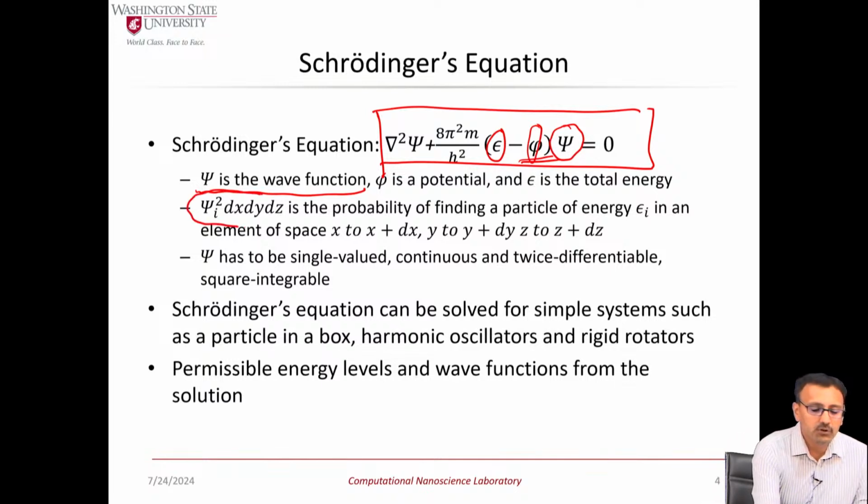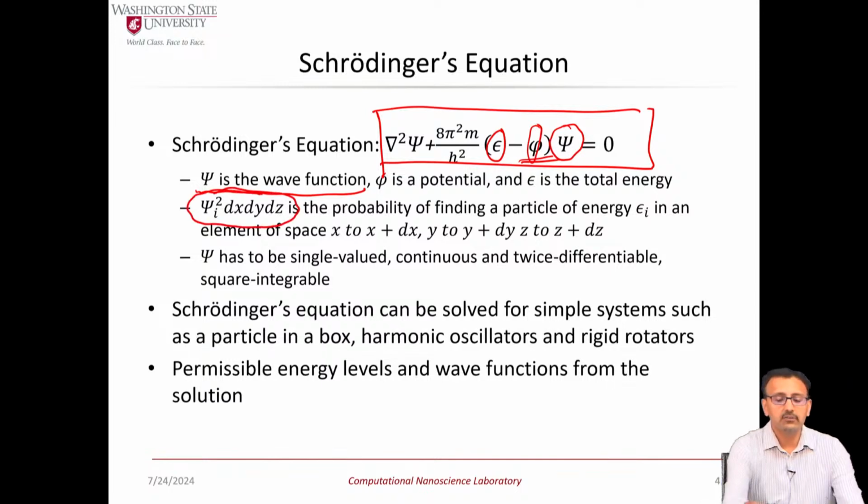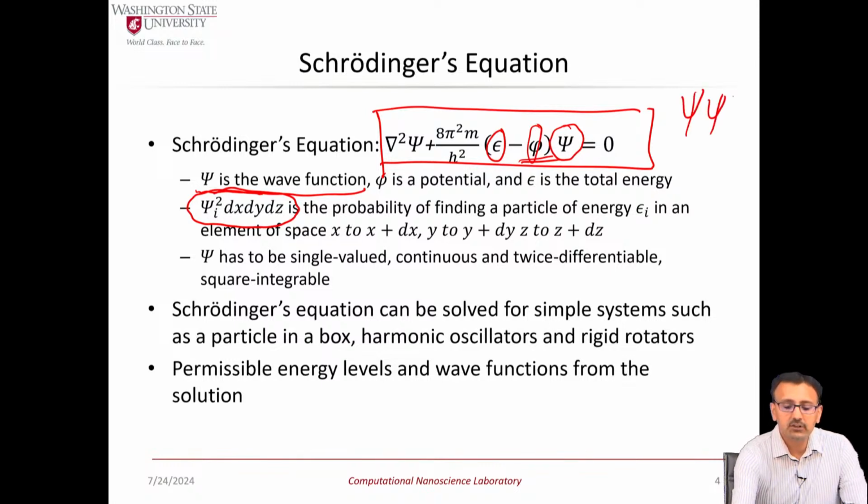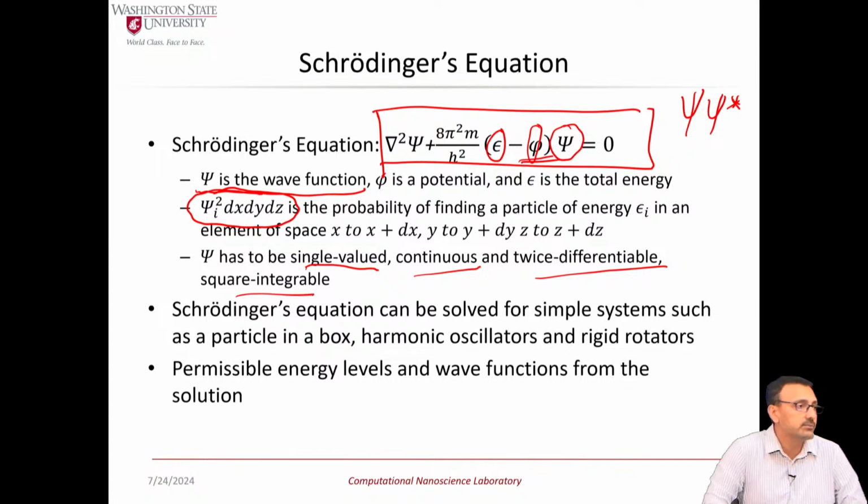What we can do though is come up with the product of psi and its complex conjugate, and give it some boundary conditions or constraints such that it has to be single valued, continuous, differentiable and square integrable. If you impose those constraints on psi, then the wave function psi multiplied by its complex conjugate can be likened to a probability density function for finding a certain particle in a space.